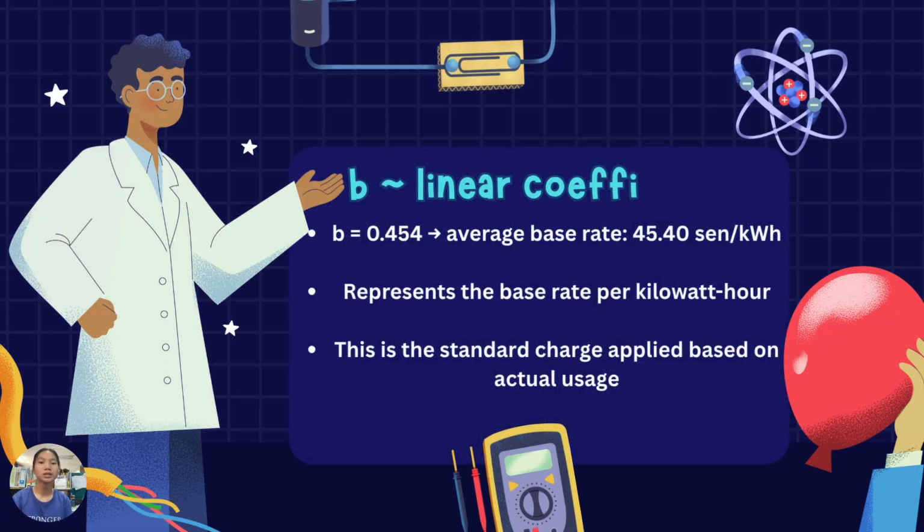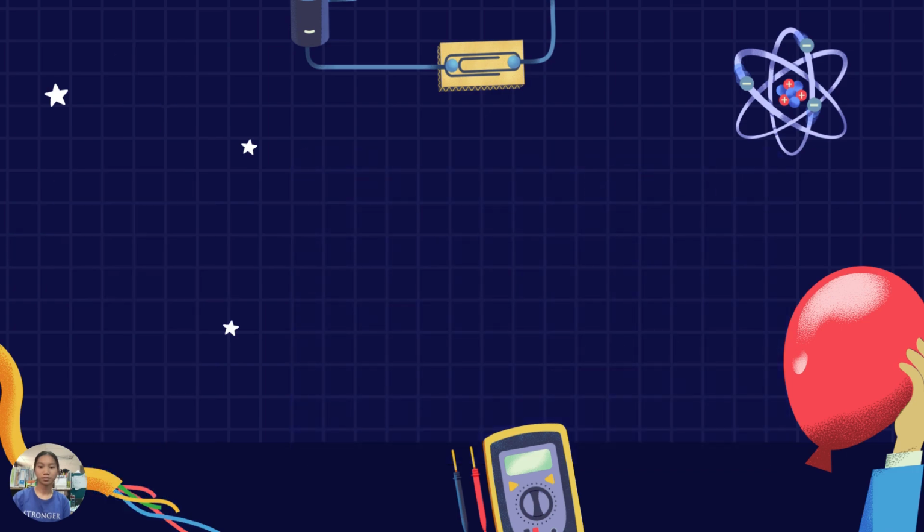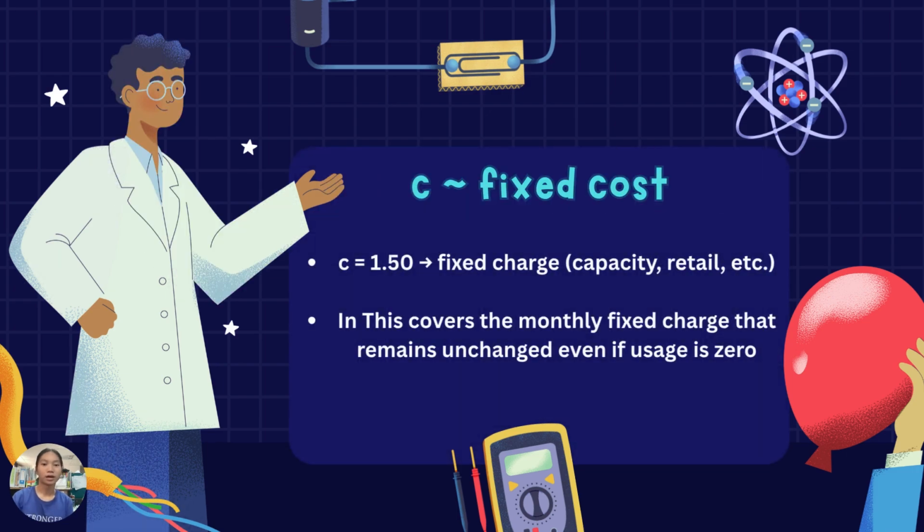Then b is the linear coefficient, the average base rate. It represents the base rate per kilowatt-hour. This is the standard charge applied based on actual usage. c is the fixed cost. Fixed cost is a fixed charge like capacity, retail, and more. It covers the monthly fixed charge that remains unchanged even if usage is zero.